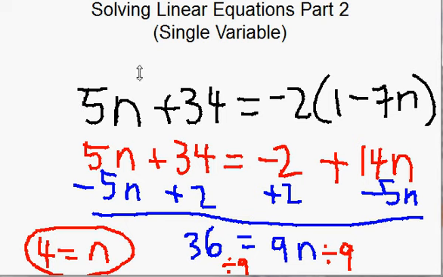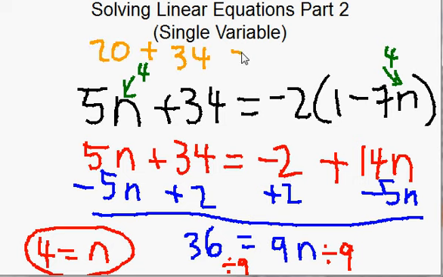To check to see if n equals 4 works, I plug in 4 for this n, and I plug in 4 for that n, and we'll see if it works. What another color here? Orange, maybe. Okay, 5 times 4 is 20. The question is, does 20 plus 34 equal negative 2 times 1 minus 28?